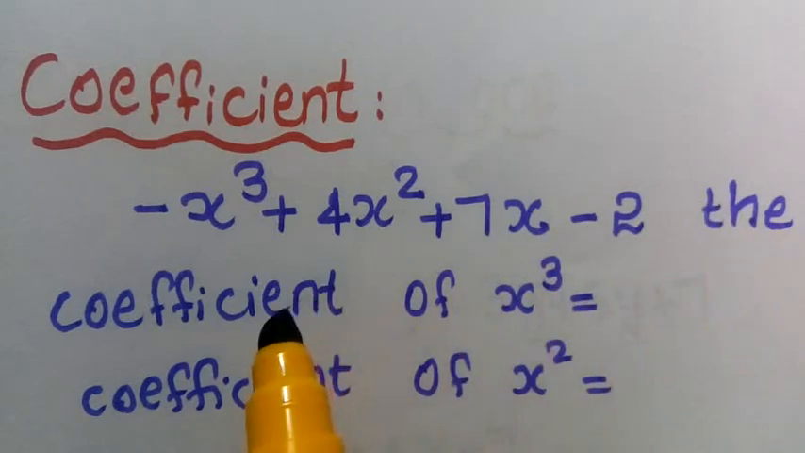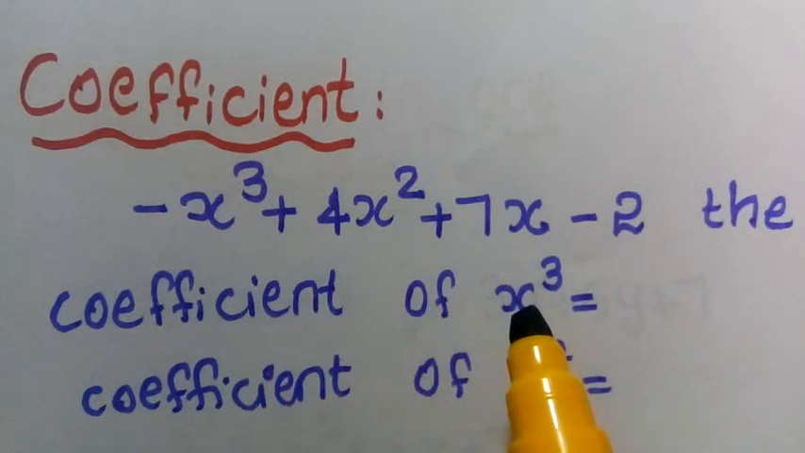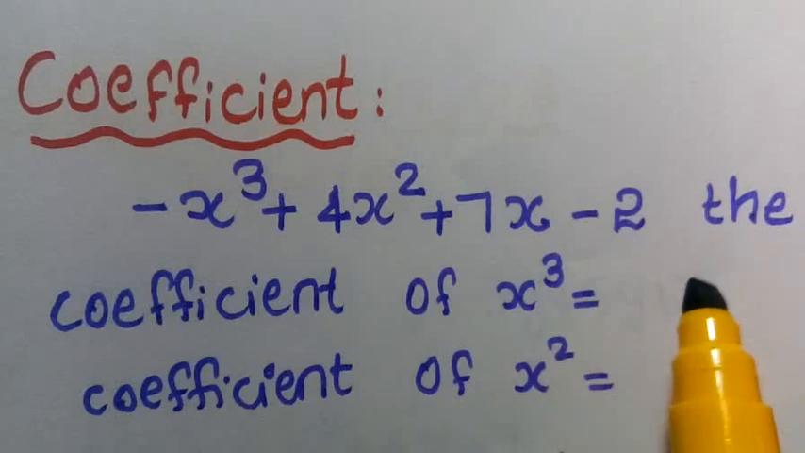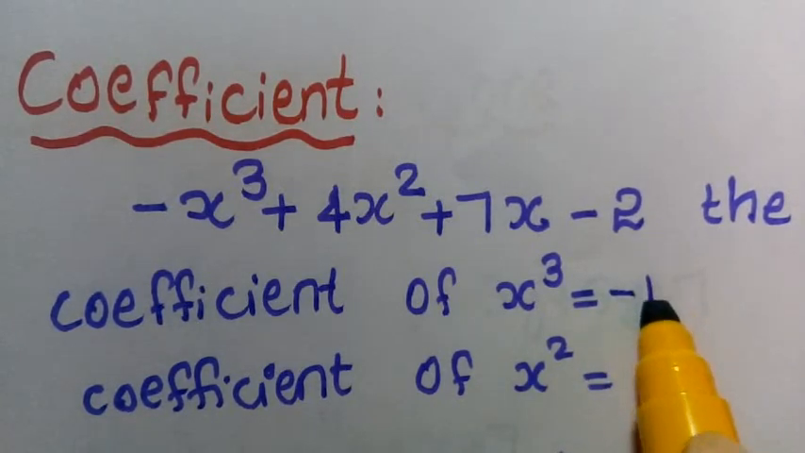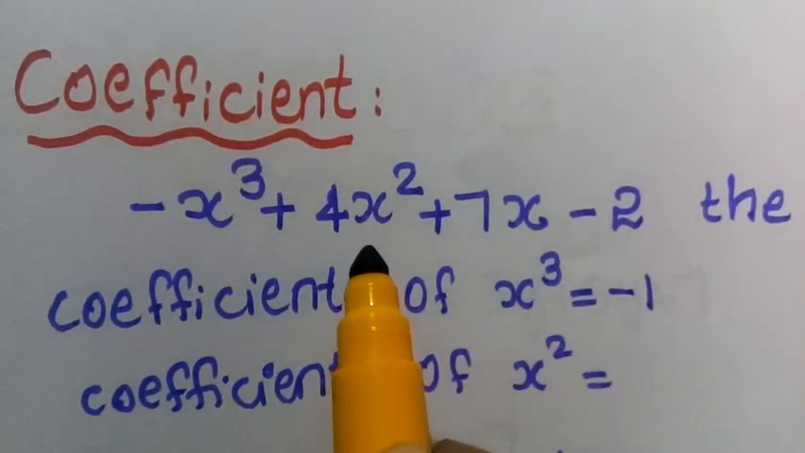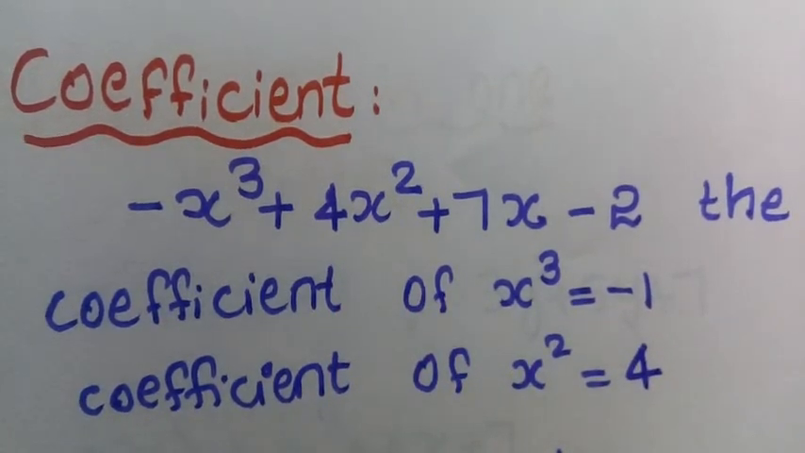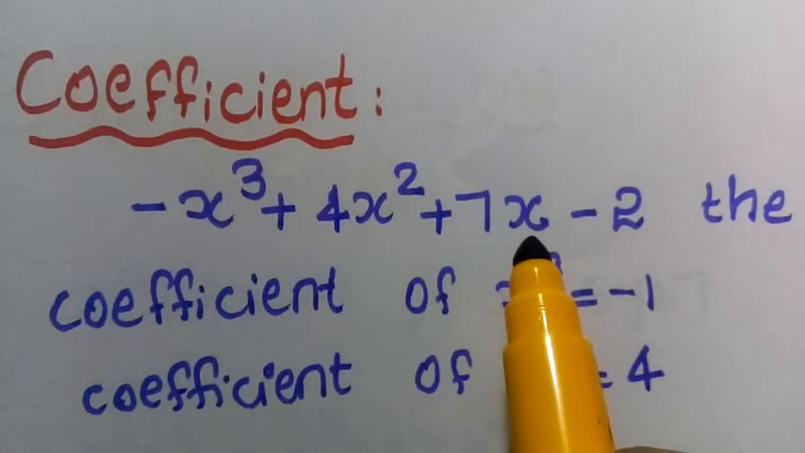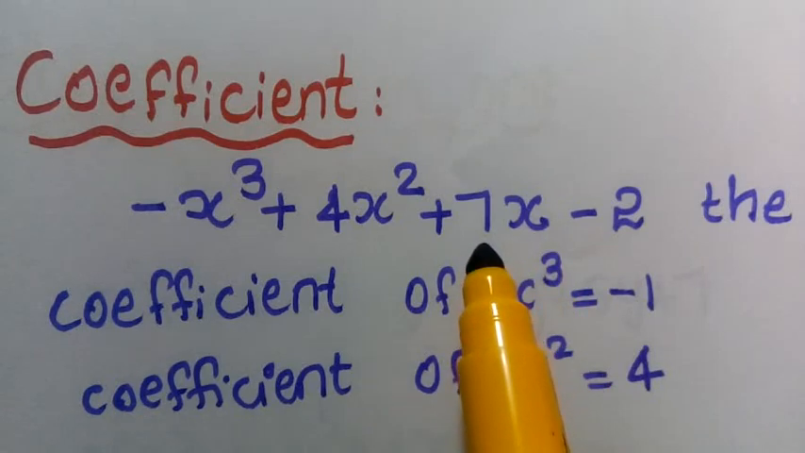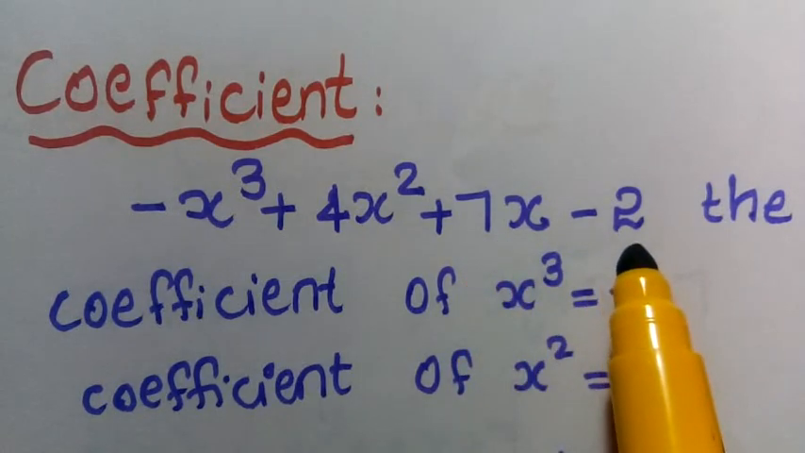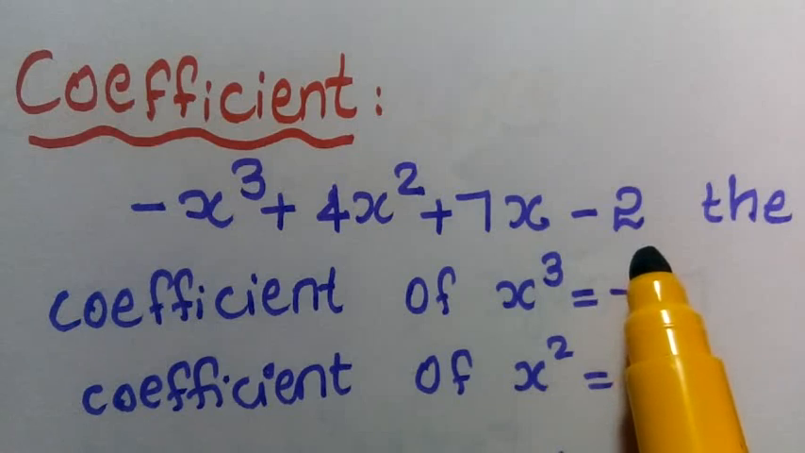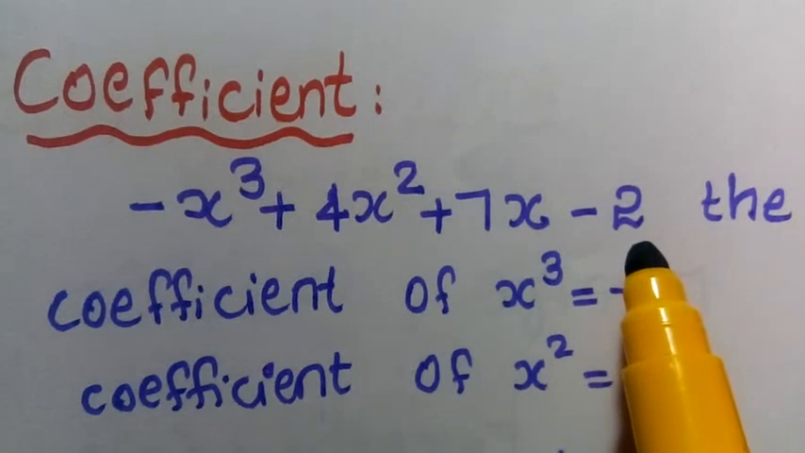First, the coefficient of x cube is equal to minus 1. The coefficient of x square is equal to 4. The coefficient of x is equal to 7. 2 is the coefficient of x power 0. Remember, x power 0 is equal to 1.